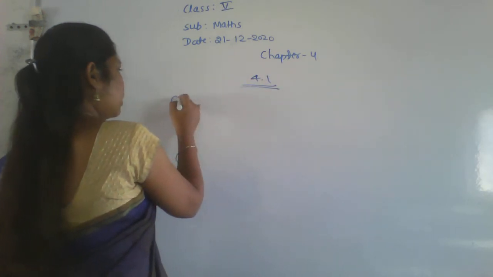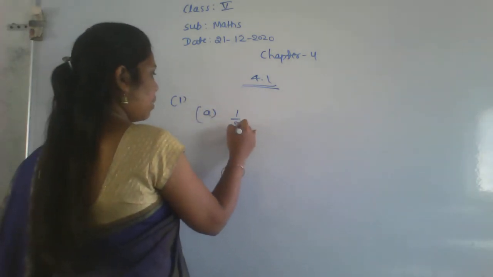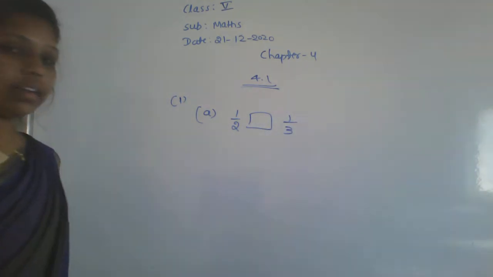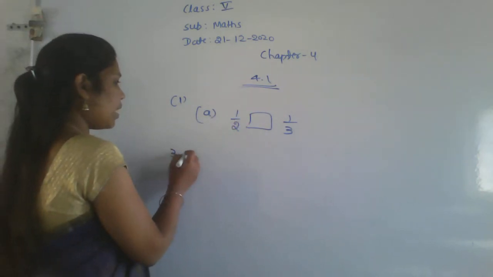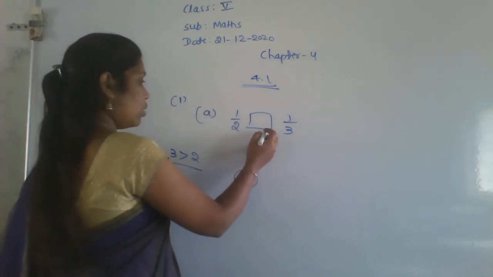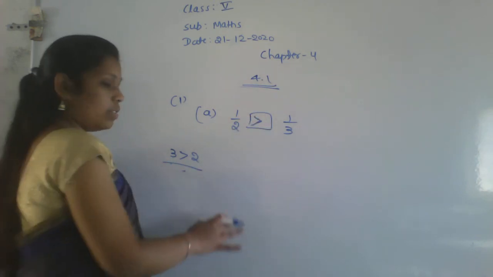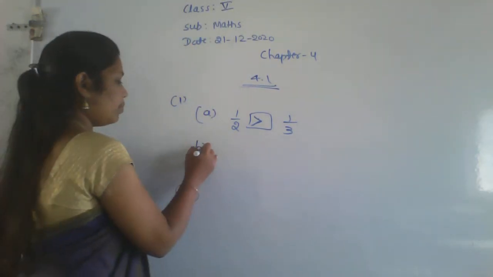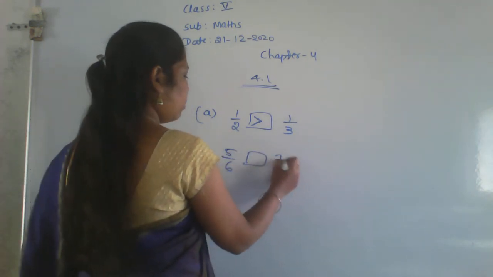In 4.1, first we have to compare. The first one is the comparison of 1 by 3 and 1 by 2. Which one is the greater? Both numerators are the same, and of course the denominators are different, 3 is greater than 2. But in this process it will be reversed. So here 1 by 2 is the greater. 1 by 2 is the greater value. Okay. Next, compare the next one: 5 by 6 and here 7 by 8.